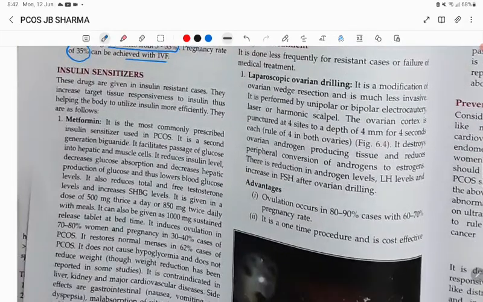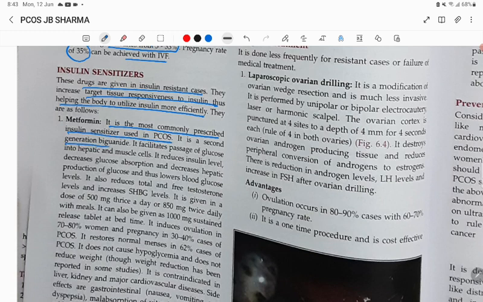Then what are the insulin sensitizers that are available in the market? These drugs are given in cases of insulin resistance. They can increase target tissue responsiveness to insulin, also helping the body to utilize the insulin more efficiently. The first is metformin. This is the most commonly prescribed insulin sensitizer used in PCOS.